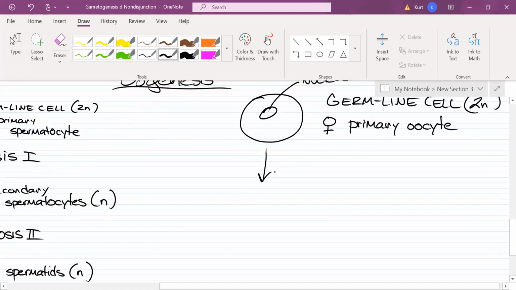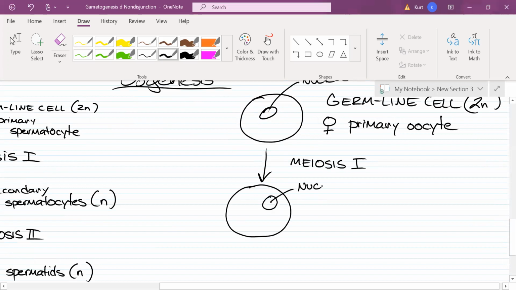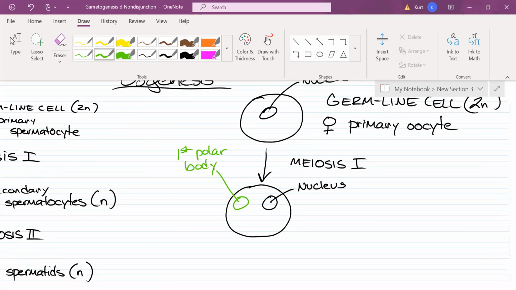Now, when you go through meiosis 1, basically the nucleus has divided, but the cell has not. Here's your nucleus, and here's something called a polar body. This is called your first polar body. This is basically a nucleus that you will not be using for fertilization. It's an extra one that will not be part of the final picture.